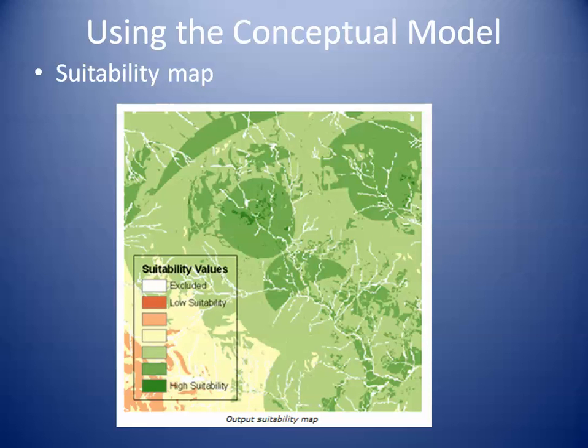Now, when it comes to final results, here you see a suitability map where you see high suitability, and then all the way down to where it's excluded and don't go there. And so you've got this, and you say, well, that's really good. I seem to have targeted the areas that I really like.